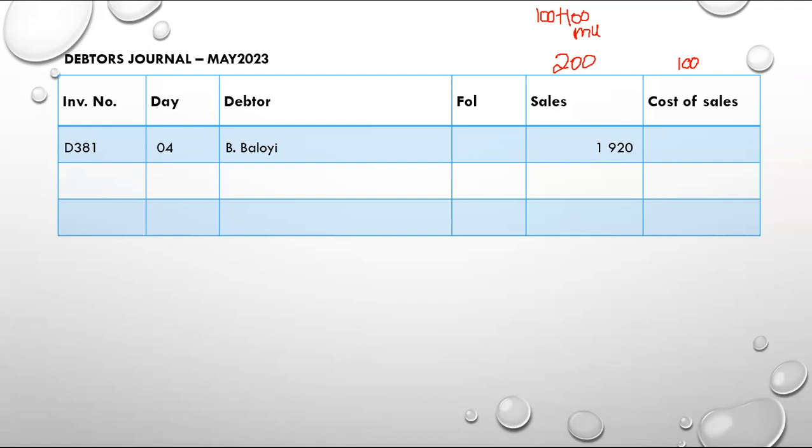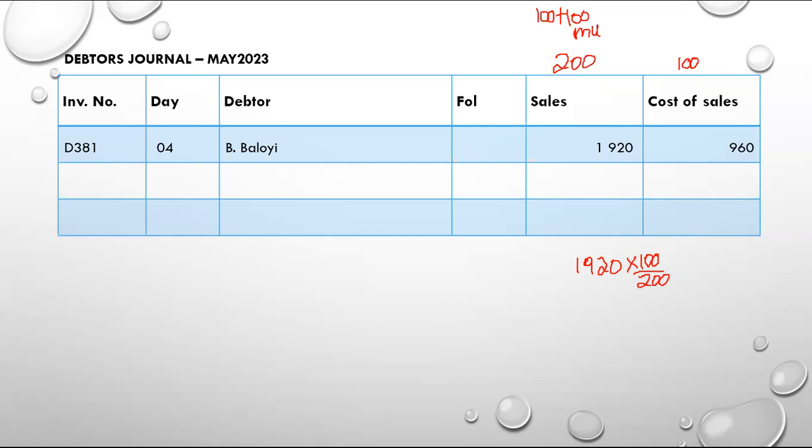Okay, we are missing cost of sales. So guys, I've got sales, which is 1,920, which is my sales value. I want cost of sales, which is 100. And then I've been given sales, which is at 200. Multiply by what you want and divide by what you have. And this will give me cost of sales amounting to 960.